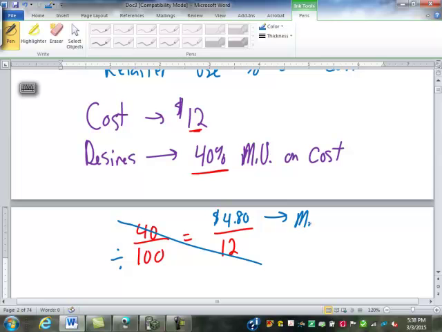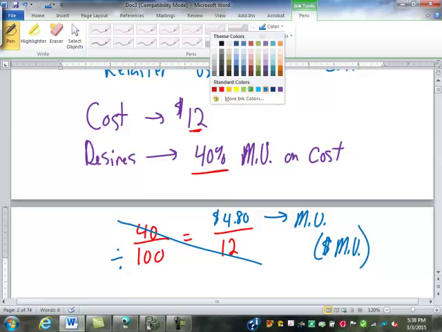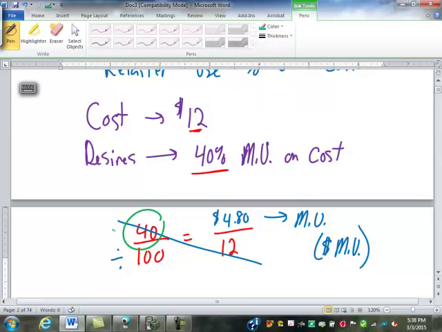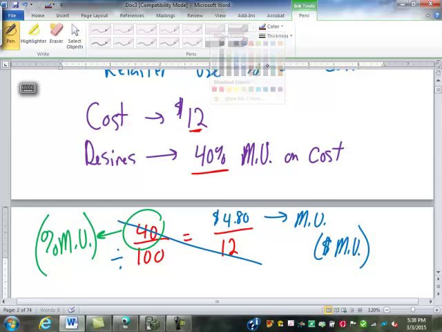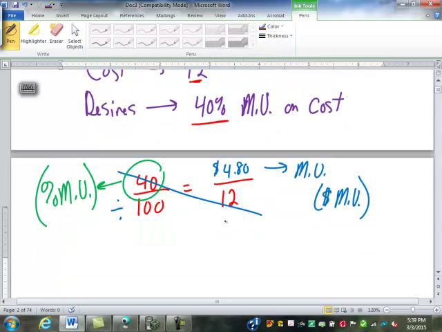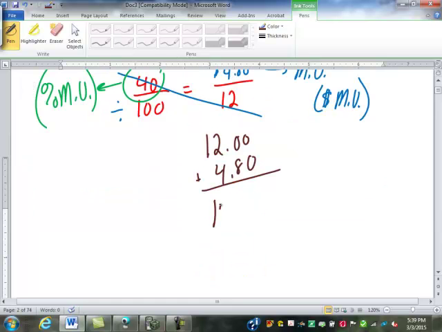That is the amount of the markup, often referred to as the dollar markup. The 40, by the way, is considered the percent markup. So then, of course, what that means is that retailer turns around and sells that for $12 plus $4.80. So the selling price will be $16.80.